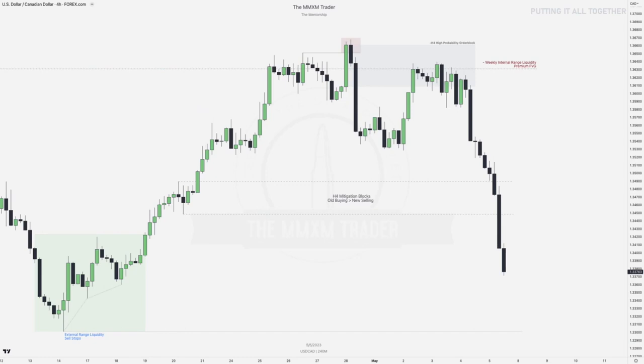Back to that 4-hour, right? We had that beautiful market maker sell model, and there are multiple opportunities to get in, right? We have those mitigation blocks where you can get in. You can get in on that high probability order block right over here, and then as long as your long-term perspective and your intermediate-term perspective and your short-term perspective is in line with each other, it tends to have a very, very high probability for a successful trade setup. And also important, right? Time, that 8 a.m. to 12 p.m. window, very important.